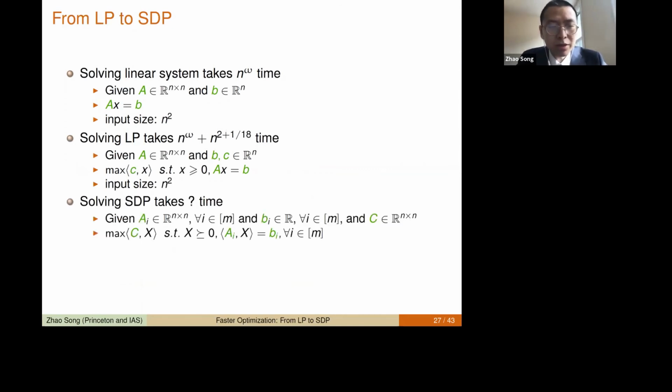For solving SDP, the question is what's the running time? The input is very different between LP and SDP. In SDP, we have m matrices, each of size n by n. The objective is to maximize C dot X, where X is PSD and A_i dot X equals b_i. The input size of this problem is m n squared. I want to emphasize that the SDP result is only optimal for m at least n squared, because for the other regimes it's unclear what the right answer even is. Both Intel and I thought about it for a while, and for other regimes it's very hard to say what the answer is.